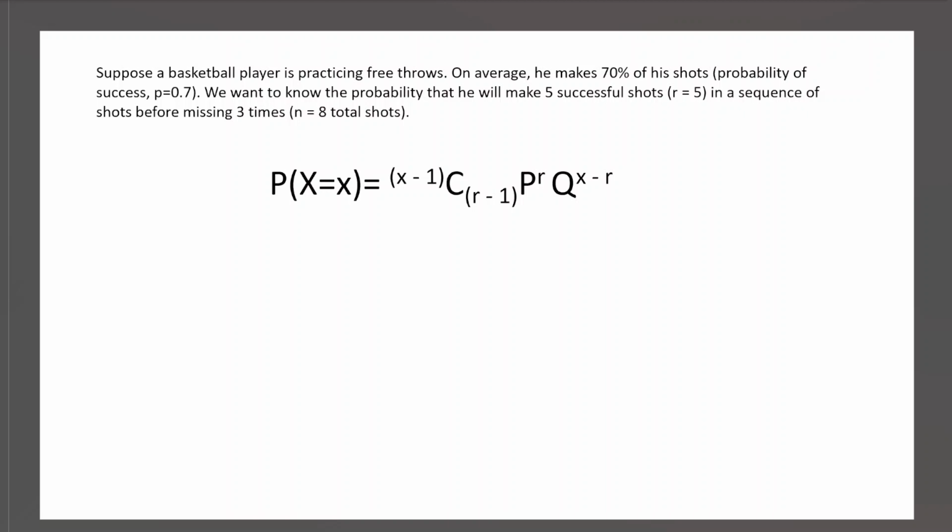They're telling that he has missed three times while achieving five successes. So the total number of shots, the total number of trials, is equal to 8. So x is equal to 8 and the number of successful shots is 5. Now how can we solve this problem?